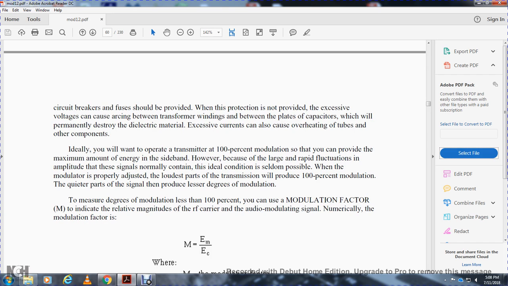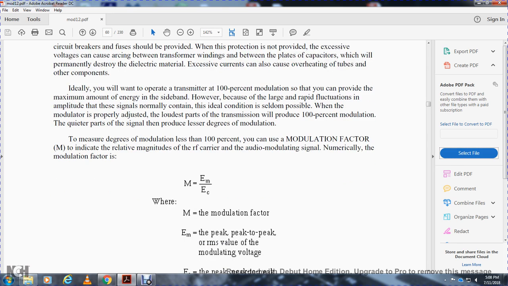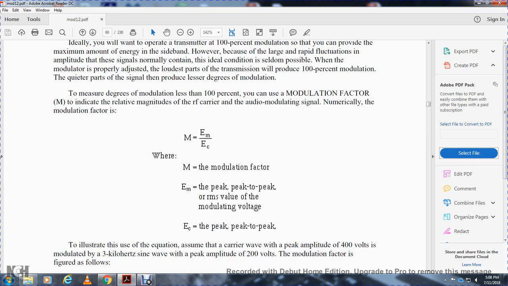Numerically, the modulation factor is equal to the peak-to-peak, or root mean squared, value of the modulating voltage over the peak-to-peak voltage of the carrier.